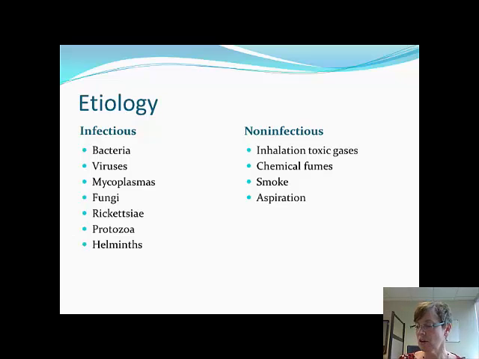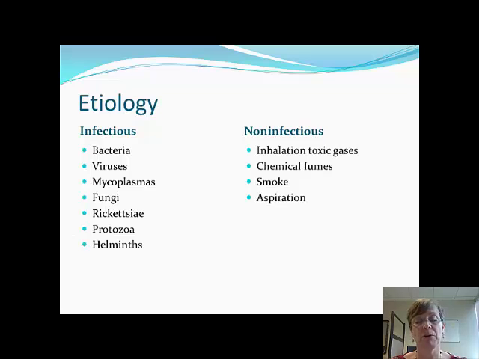So what are the things that cause pneumonia? All the infectious processes, and pretty much any variety is going to pick up. So bacterial and viral, mycoplasmas, and there at the end, the helminths, those are worms. So you've got everything that could possibly get into the lungs and cause an infectious process.